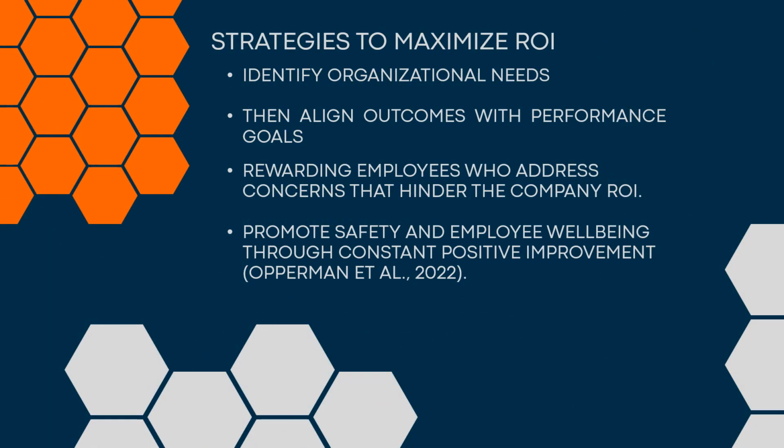Strategies to maximize ROI. First, identify organizational needs, or what needs to change to make improvements. As we have previously covered assessments, that is where this strategy would be most applicable. Next, align the organization's outcomes with its performance goals. This prevents organizations from going off track, chasing improvements unrelated to their mission, vision, or values. After that, it is important to remember to reward employees who address concerns that hinder the company ROI. This method of maximizing ROI is crucial, as employee buy-in will ensure that value is added down the line.